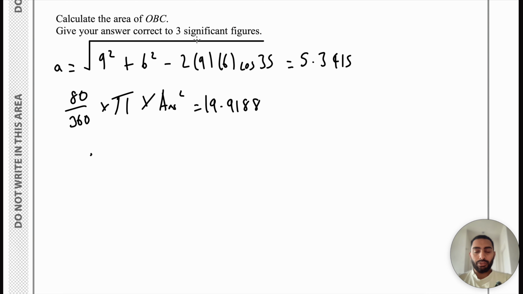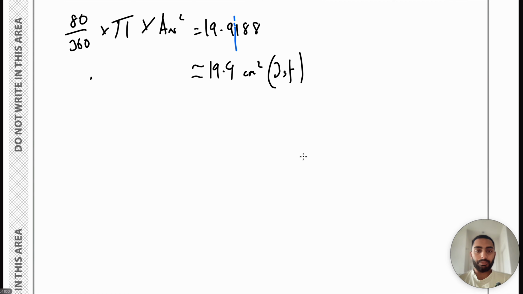We want it correct to three significant figures, so I'm going to count 1, 2, 3. I'm looking after this 9, and this 1 is telling me that I need to round down. It's going to stay the same as 19.9, and that would be in centimeters squared because we're working out an area to three significant figures.